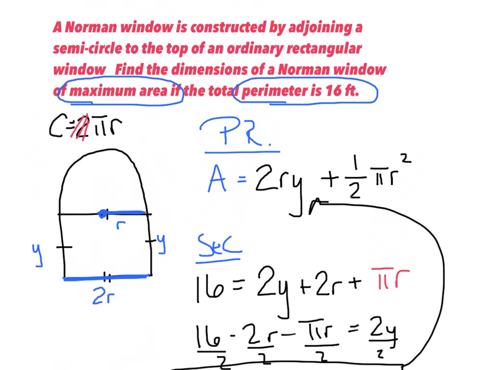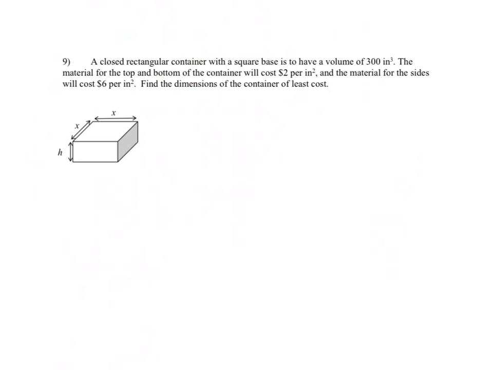All right, I've got one more for you. A closed rectangular container with a square base is to have a volume of 300 inches cubed. The material from the top and bottom of the container will cost $2 per inches squared, and the material for the sides will cost $6 per inches squared. Find the dimensions of the container that will give us the least cost.